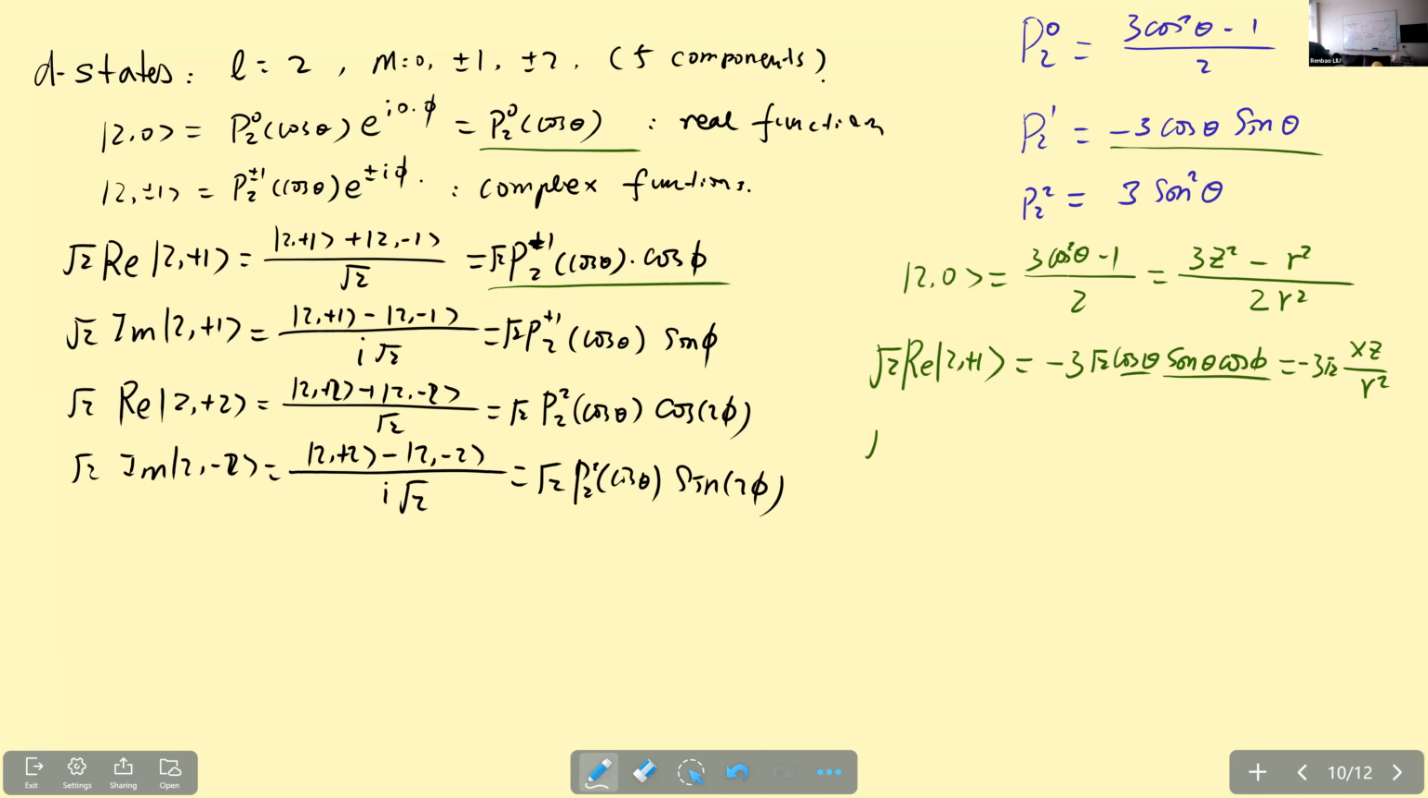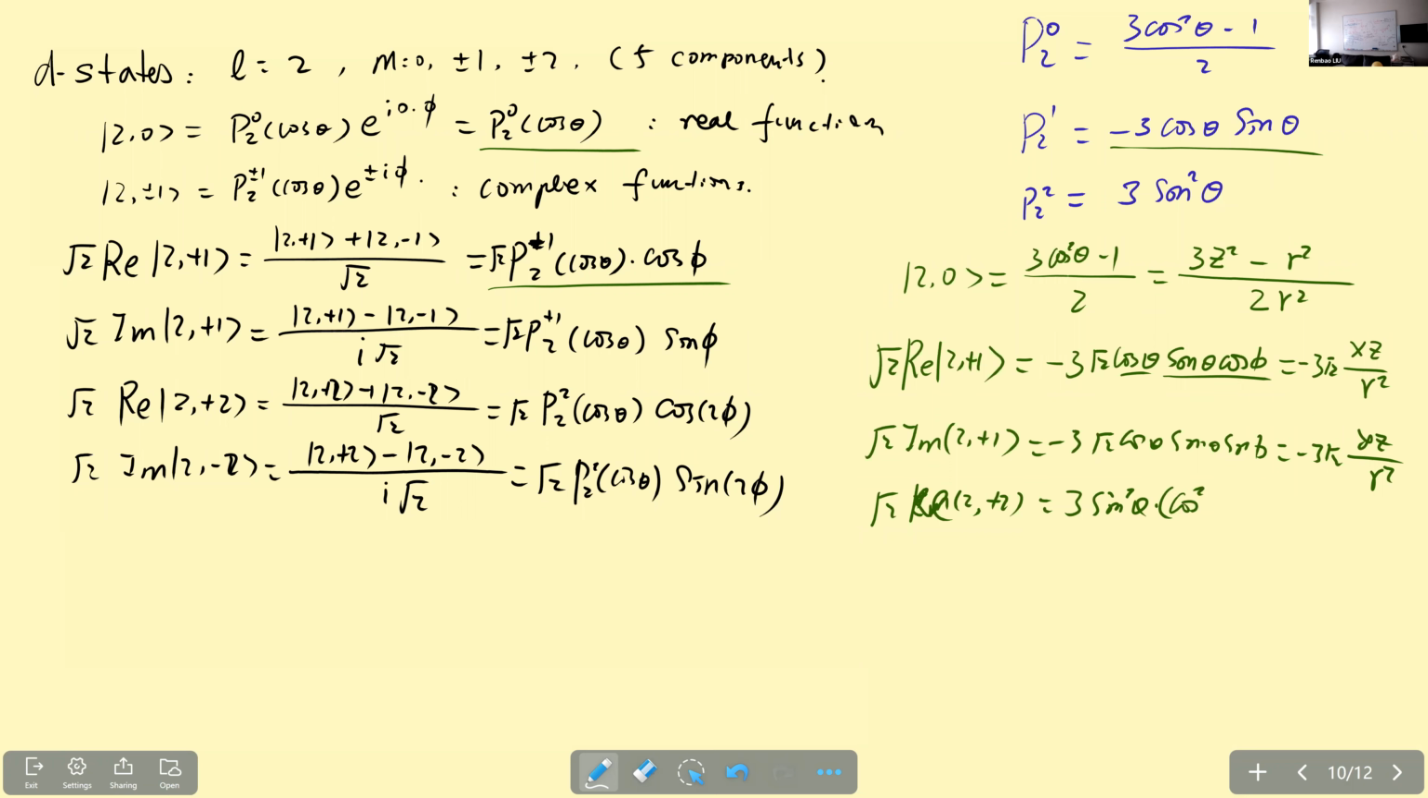Okay. And the imaginary part, 2 plus 1, equals minus square root of 2 cosine theta, sine phi, that equals minus 3 square root of 2, y times z over r squared. And then the real part of this 2 equals 3 sine squared theta times cosine 2 phi. Cosine 2 phi can be written as cosine squared phi minus sine squared phi.